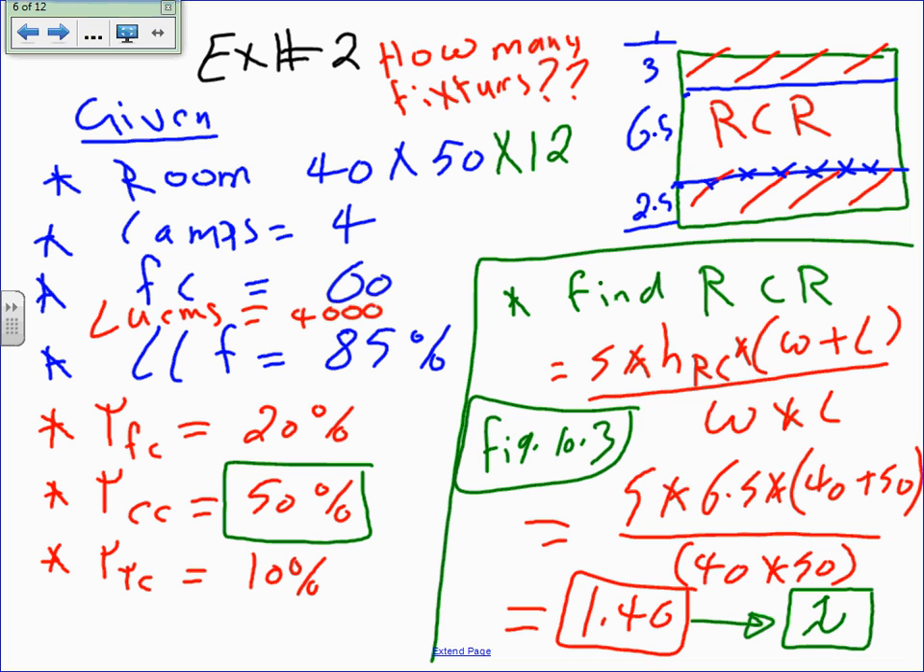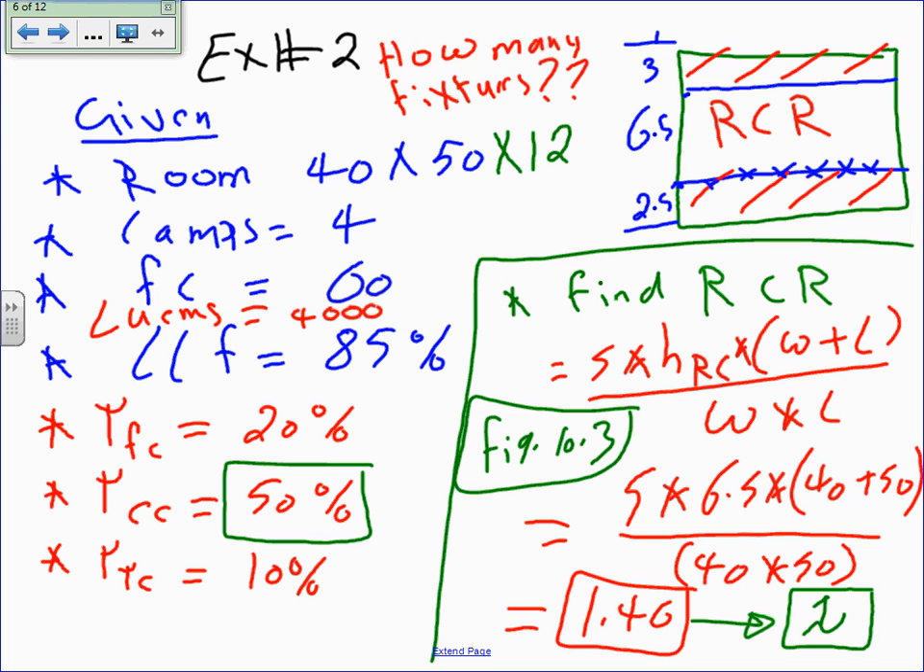All right, let's go solve this problem. The first thing you need to do is find the room cavity ratio. So what do you do when you find the room cavity ratio? You take the 5. Why 5? 5 is always there, constant. What's HRC? That's the height of the room cavity, which is 6.5. 6.5 multiplied, make sure this is in brackets, width plus length, over width times length. So 5 times 6.5, 40 plus 50, over 40 times 50, you do the math, and you end up with 1.46.